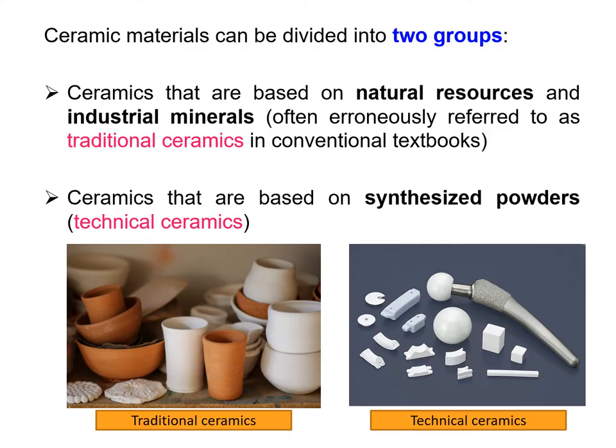In general, ceramic materials can be divided into two groups. The first one, ceramics that are based on natural resources and industrial minerals, often erroneously referred to as traditional ceramics. These are the ceramics that we use in making pottery. The other one are ceramics that are based on more advanced material, based on synthesized powders. And these are some examples of technical ceramics.